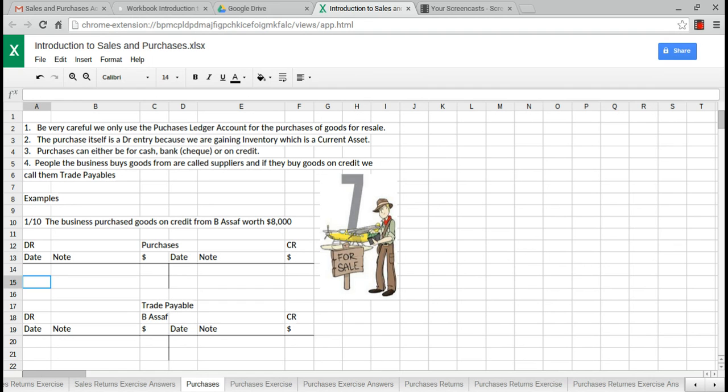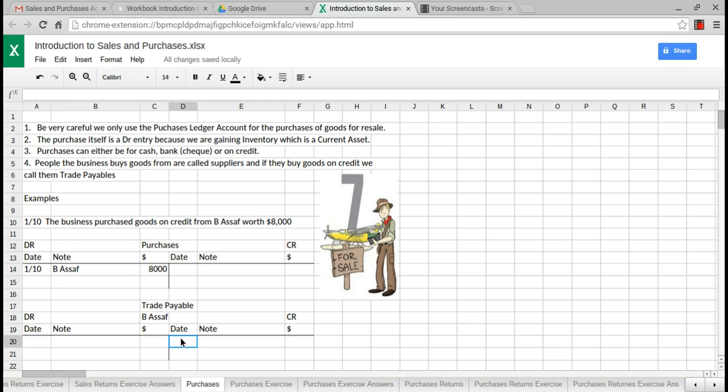So let's have a quick look at an example. In this example, BASF is a supplier. The supplier is supplying us with $8,000 worth of goods, and we're not going to pay them straight away, we're going to pay them at a later date. So first of all, we record the purchase. That goes in as a debit entry, so we put the date in, put the note, which is the opposite account, in this case BASF. Put the amount in, which is $8,000. And that's the first entry complete.